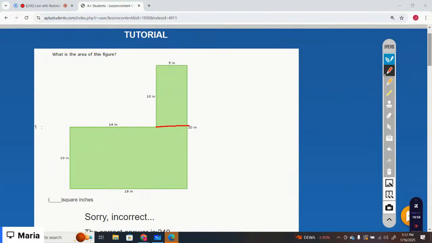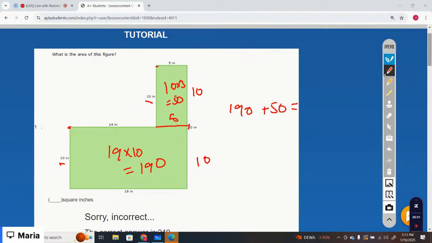So let's just calculate the area of both the rectangles. The side length is 19. So this is also 19. That is 10. So this is 10. So you have to do 19 times 10. So 19 times 10 is 190. So this is 10 from here to here, then this is also 10, this is 5, this is 5. So that is 10 times 5, that is 50. So 190 plus 50 equals 240. So the area of this compound figure is 240.